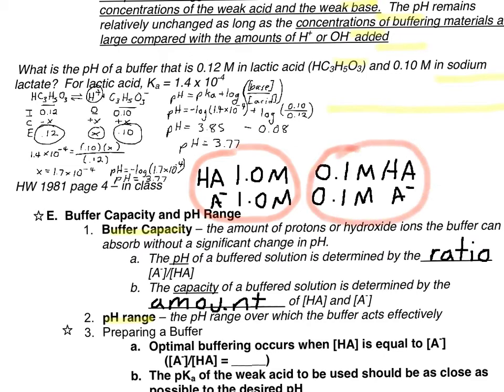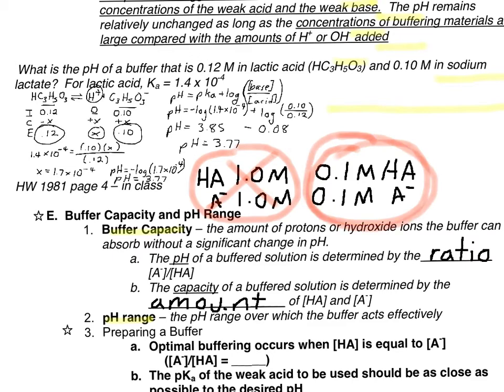They both have the same ratio of conjugate base to acid, so they're both going to have the same pH. However, since this one over here has a lot more of the base and the acid, it is going to actually be a much better buffer. So I'll be able to add a lot more hydrogen ions or hydroxide ions to this solution before its pH changes. This one right here is not going to be as good a buffer solution.